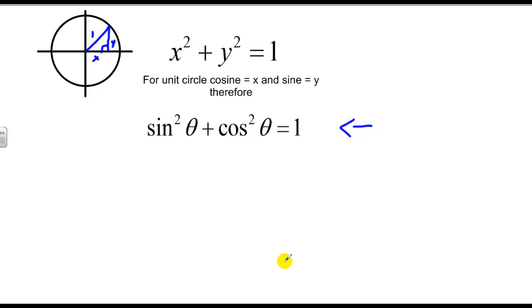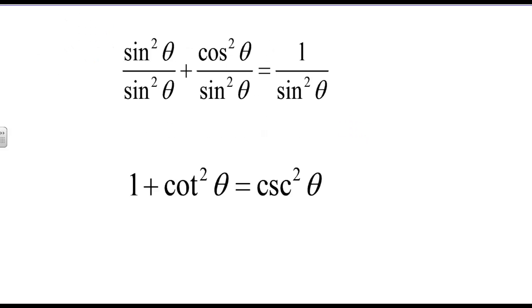In fact, if we were to divide each term by a number, because algebra lets us do that, we're going to divide each term by sine squared. Notice sine squared over sine squared, cosine squared over sine squared, and 1 over sine squared. We get a new identity of 1 plus cotangent squared is equal to cosecant squared. And this is used quite often as well.